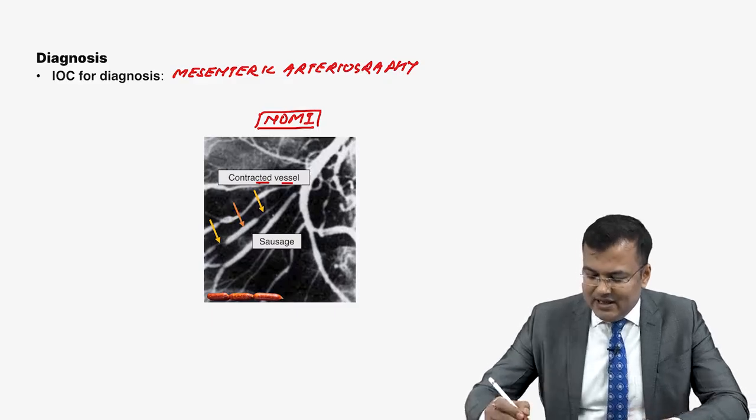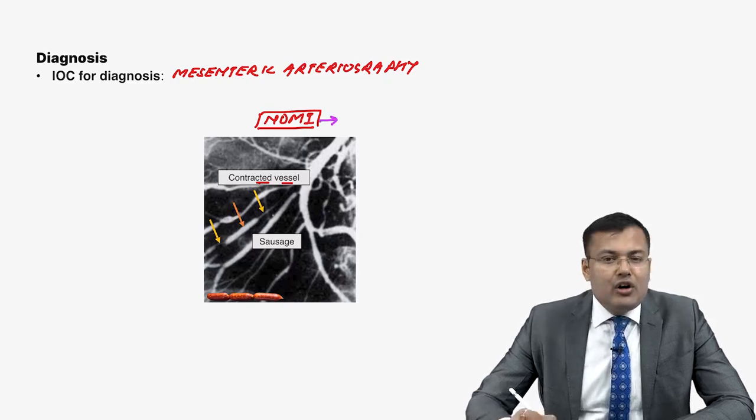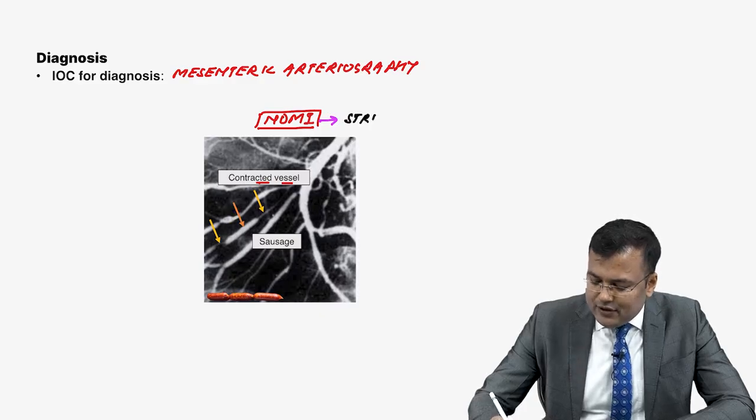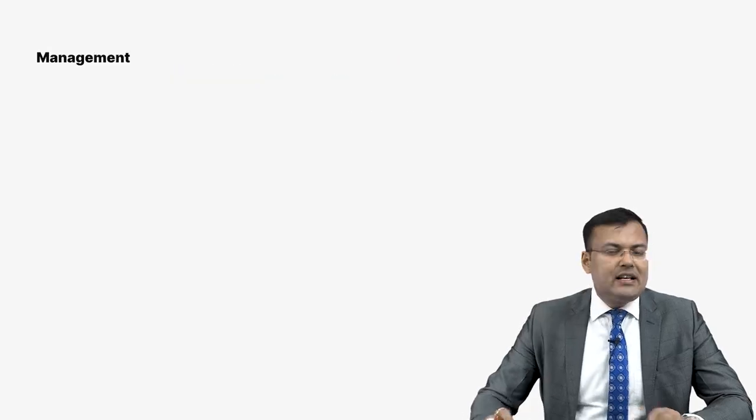Especially in non-occlusive mesenteric ischemia, this is known as the string of sausages sign. Guys, this is very important. On mesenteric arteriography, in non-occlusive mesenteric ischemia, this is the string of sausages sign. Clear? You can see here, this is the string of sausages sign. Diagnosis is done. After that, you have to manage.